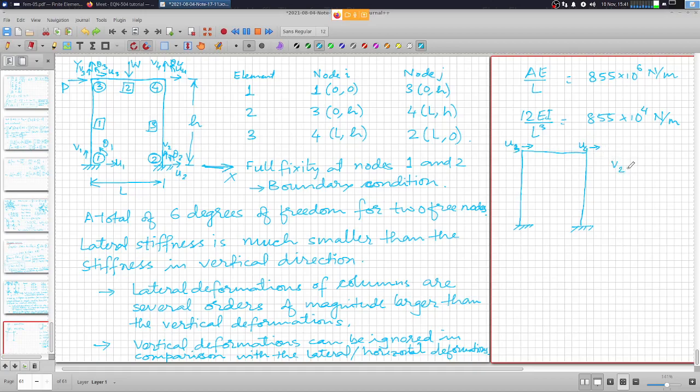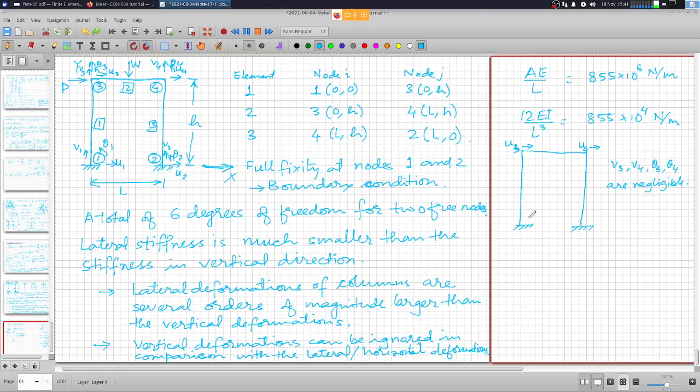V3, V4, theta 3, theta 4 are negligible, right? So I am not saying that they are zero, they are just too small in comparison with these horizontal displacements of these free nodes. So the amount by which these free nodes will move is going to be much, much larger than these 2 degrees of freedom.